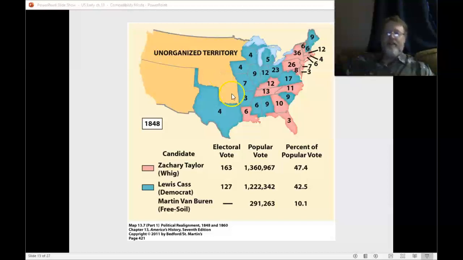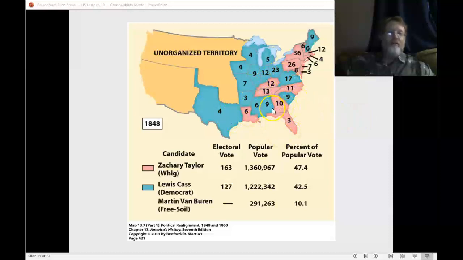Zachary Taylor wins against Cass. Van Buren, not so good. Didn't do so good. 47-42, not a landslide victory by any means. He doesn't even win the majority of America, but he gets the plurality. He gets the most votes, so he becomes the winner. He wins his state. That's always good, right? When you win your home state, some other southern states. So these states win. This is how he wins.